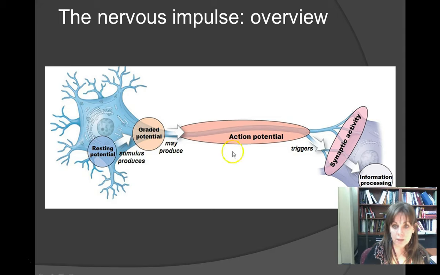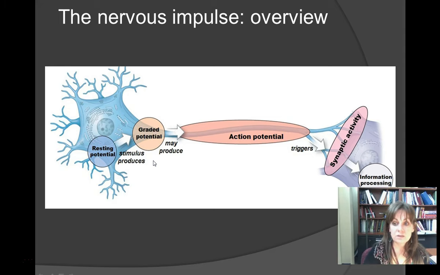So just to recap, we begin at rest, and then we have a stimulus, we get this thing called a graded potential, a movement of ions happening inside the cell, and it happens in this region of the cell. Sometimes if the stimulus is weak, you get a graded potential and it goes away and nothing happens, and we don't even really notice the stimulus.